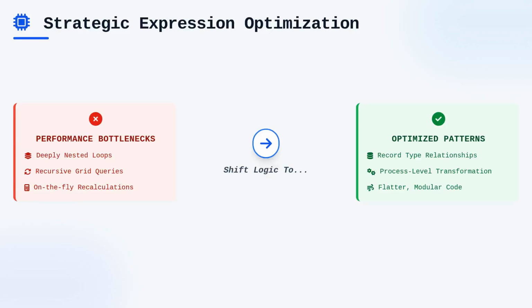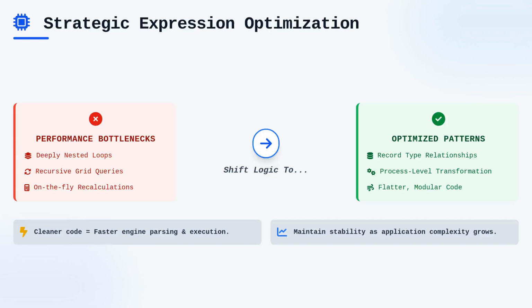Appian's record types are designed to handle data relationships efficiently, so leveraging those instead of manual query functions usually yields better performance. Remember that every expression must be parsed and executed by the engine. So, cleaner, flatter code is almost always faster. Focus on modularity and efficiency, and your interfaces will remain stable even as your application complexity grows.